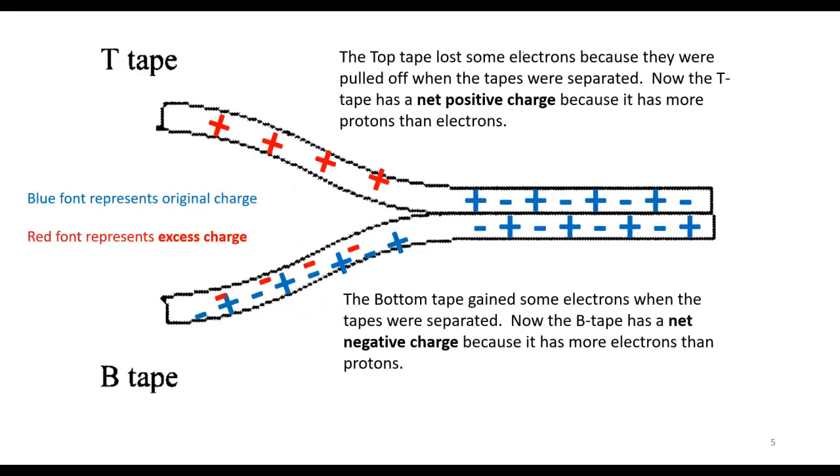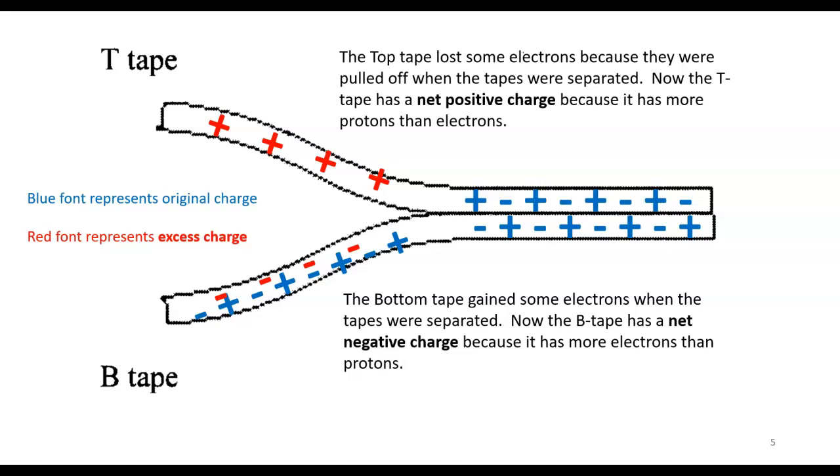So this slide depicts how we created charged pieces of tape. The top tape ended up with a positive charge. The bottom tape ended up with a negative charge. This is the figure that you should draw in step 20 of the lab report. So the pieces of tape were placed on top of each other on the table and were rubbed together. Then, when the tapes are pulled apart, some of the electrons from the top tape were pulled away and they stuck to the bottom tape.